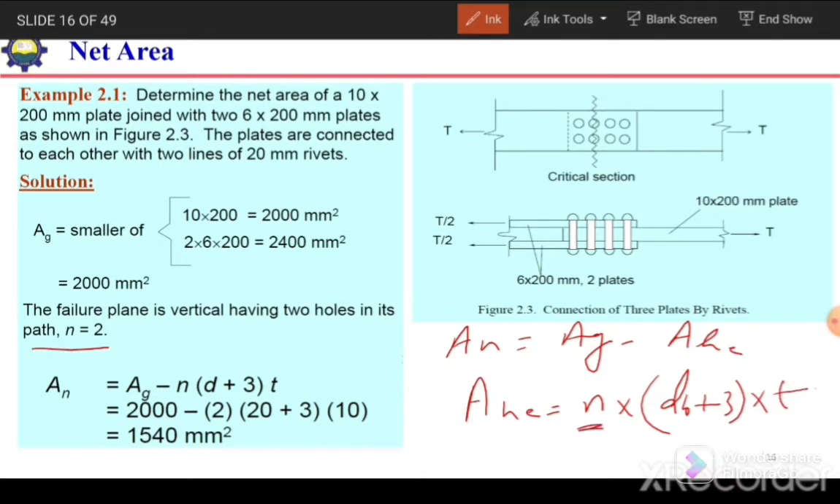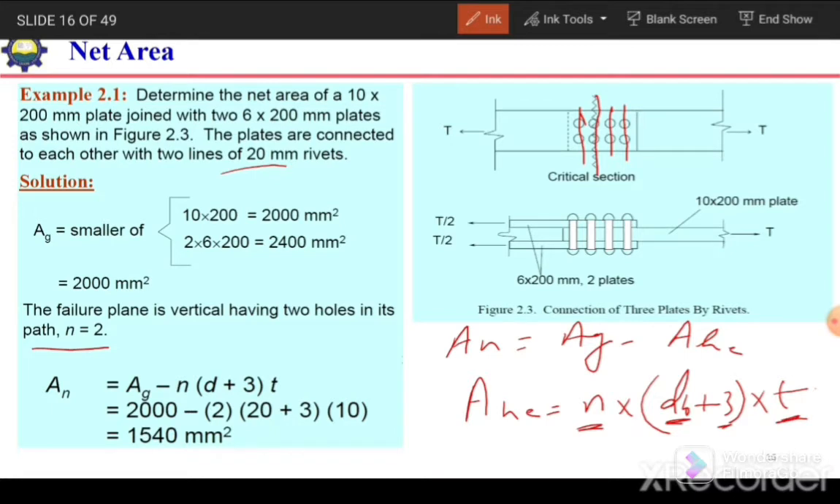So n is the number of bolts which are along that critical section. So here if we see, our critical section is over here and there are two bolts. If we take the critical section at any location, two bolts will come in that path. So n is equal to 2. Diameter of bolt or rivet is given, which is 20 millimeter, and 3 is 1.5 plus 1.5. 1.5 is for the allowance for the diameter of hole, and 1.5 millimeter for the allowance for damage.